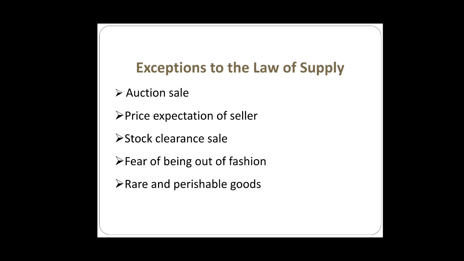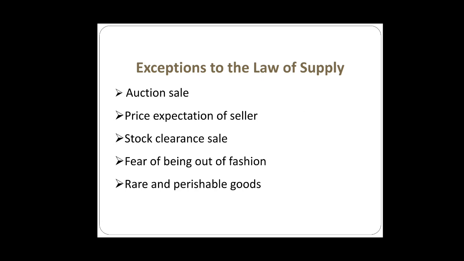Furthermore, rare, artistic, and precious articles are also outside the scope of the law of supply. For example, supply of rare articles such as classical paintings, old manuscripts, old coins, etc., cannot be increased even if their prices are increased.